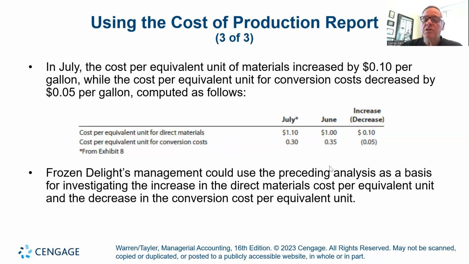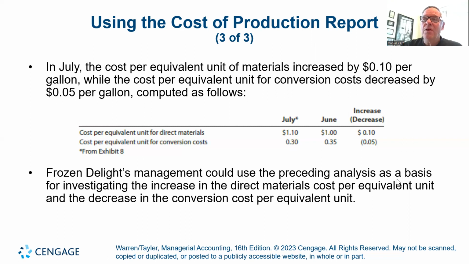And the conversion costs went down. They went from 35 cents per gallon down to 30 cents per gallon. So that is also a significant swing there. You take 5 cents and divide by 35. That's a pretty big number there. So although that's positive, that's worthy of investigation as well.